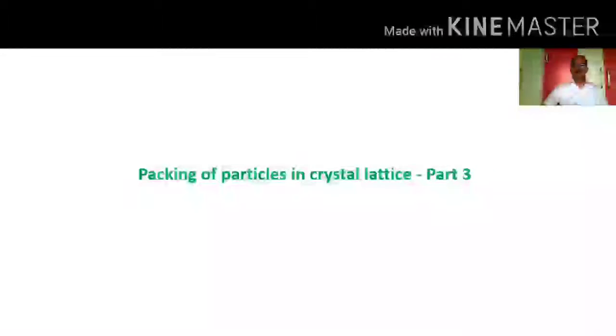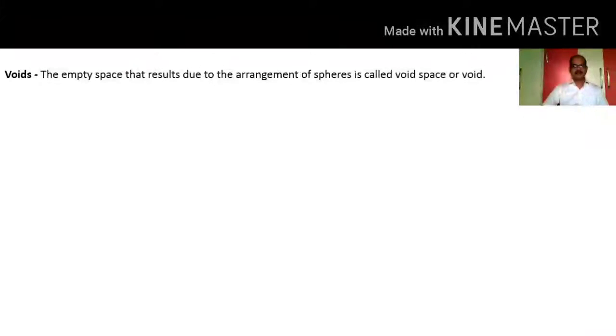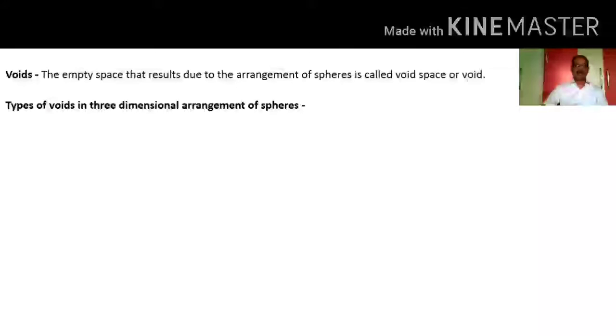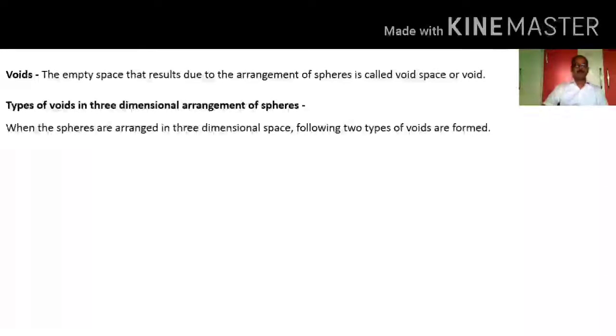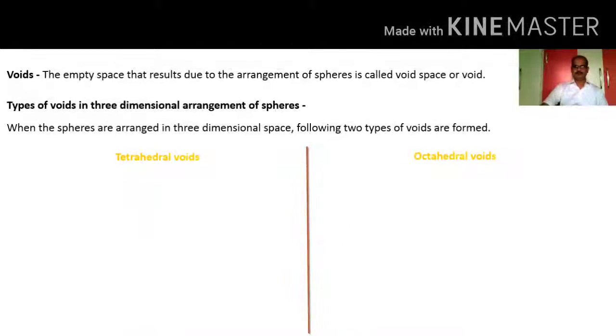So this is the third part of the concept packing of particles in crystal lattice. In this part, we will be studying about void. As I told you earlier, the empty space that results due to arrangement of spheres is called void space or void. In three-dimensional arrangement of spheres, what are the different types of voids? When the spheres are arranged in three-dimensional space, you get two types of voids as follows. Number one, tetrahedral void, and number two, octahedral void.